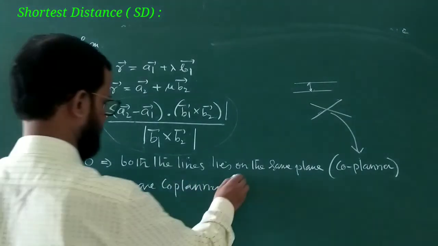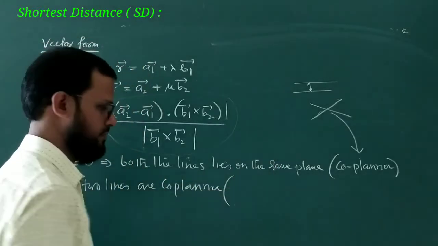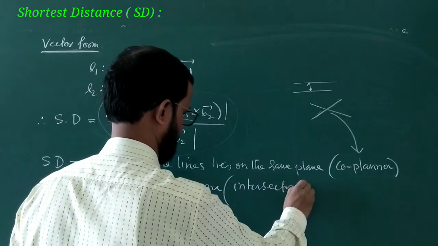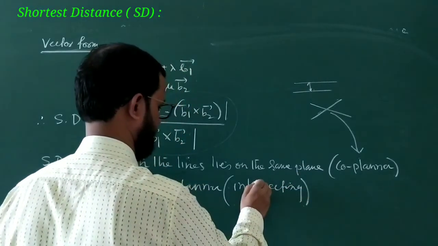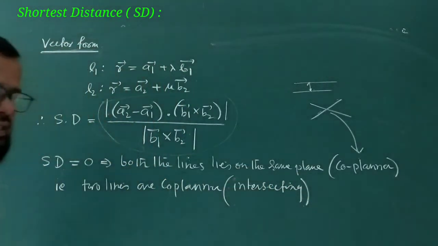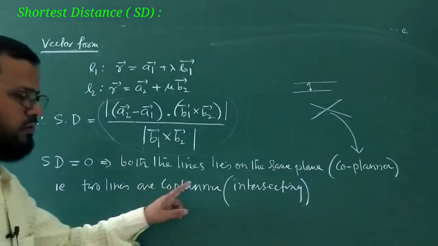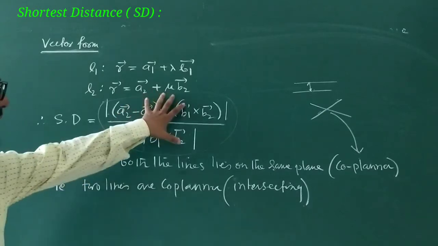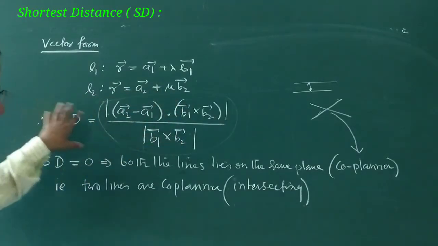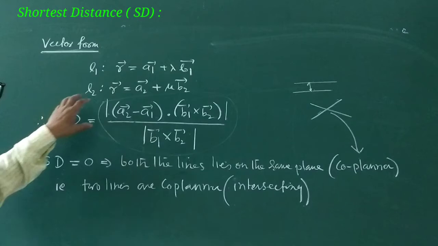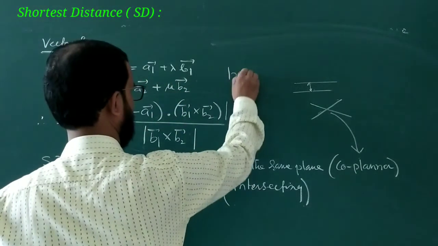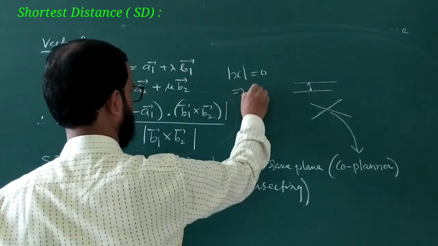कोप्लेनर लाइंस क्या हो सकता है, पैरेलल भी हो सकता है, इंटरसेक्टिंग, बीच में इंटरसेक्टिंग लिख के रखो, ओके। इंटरसेक्टिंग टू लाइंस आर कोप्लेनर मीन्स SD इक्वल टू 0. SD equal to 0 means what? This right hand side is equal to 0. If you cross multiply, then you will get modulus of this quantity equal to 0, and modulus of anything is 0 means that thing equals 0.